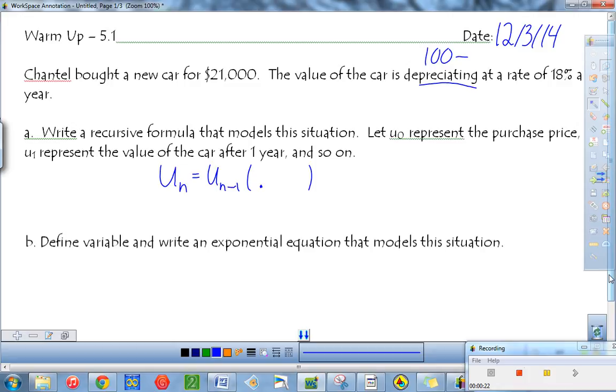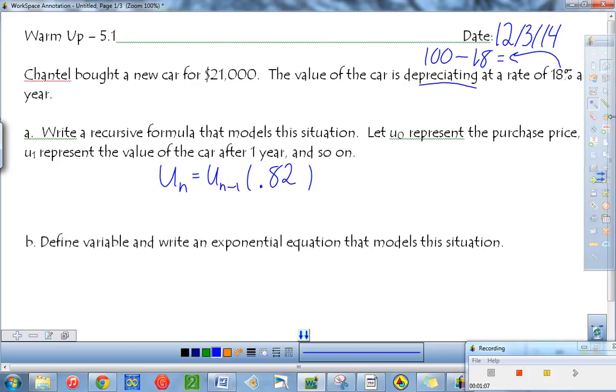If it's going down 18%, how much is it maintaining? 82. Does that make sense? Yeah, that's the 18 right at the top. Depreciating means that you're going to subtract it from 100%. If it's increasing, it would be 100% plus that.